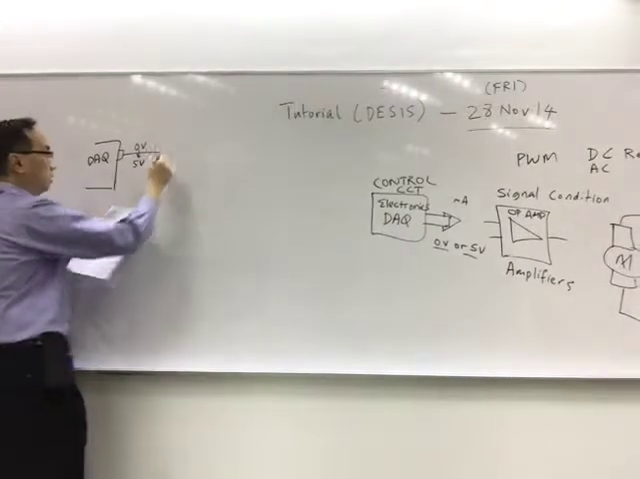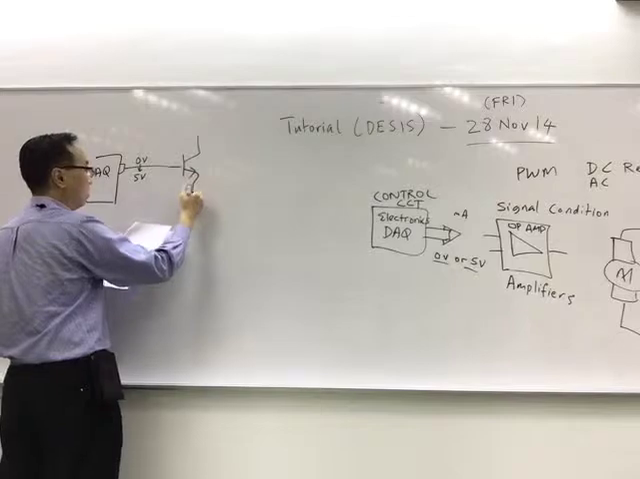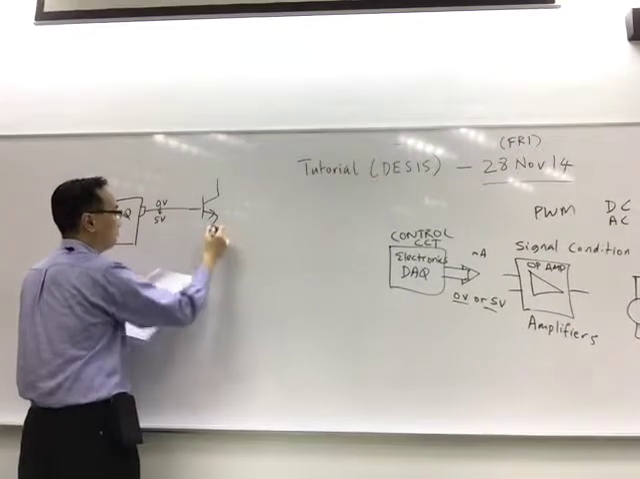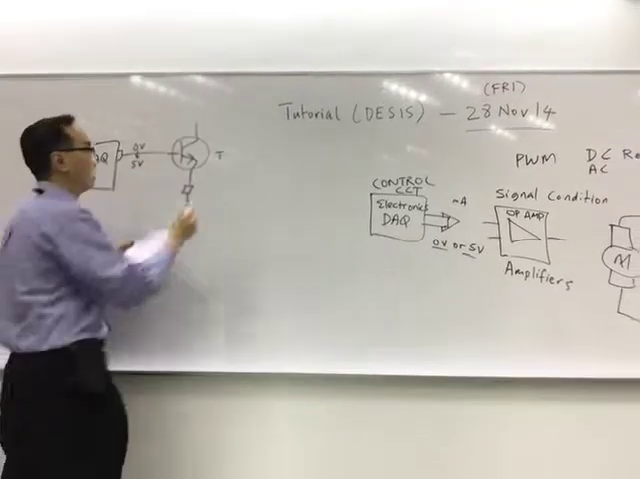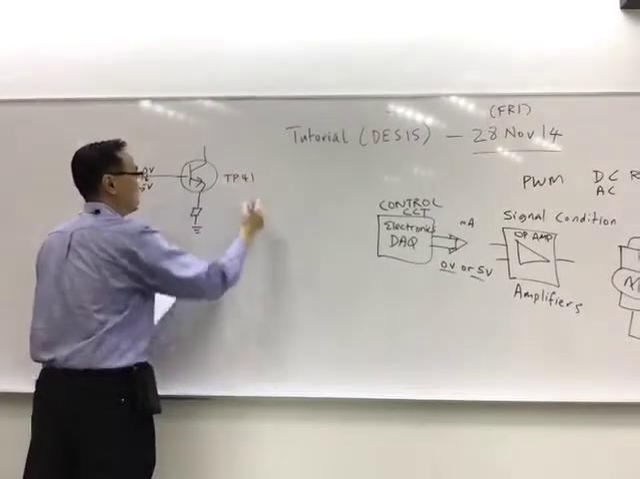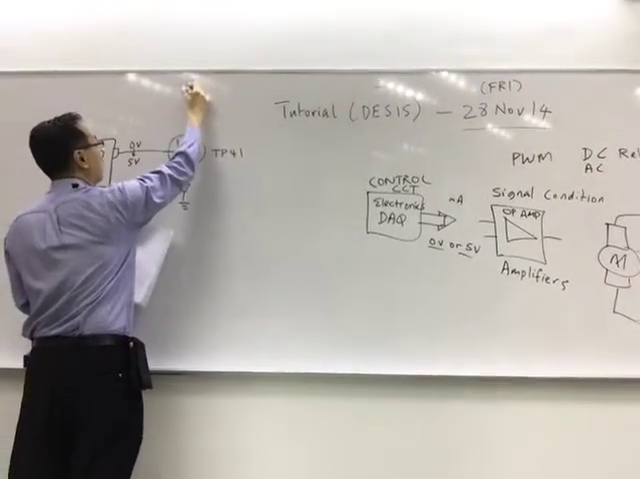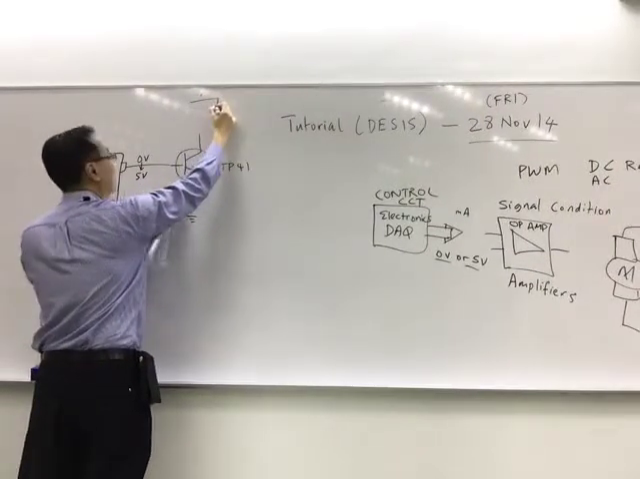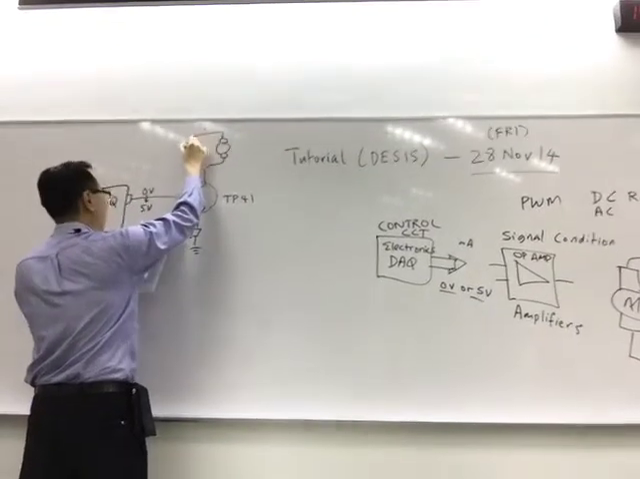Yes, it could be current as well. So basically what you can do is drive a transistor. You know transistor, right? Maybe it's a TIP41, for example. Then I can drive a motor. These are quite common, even for projects.